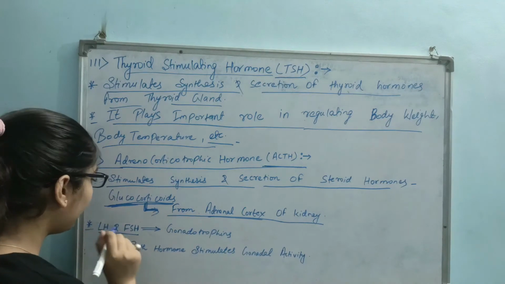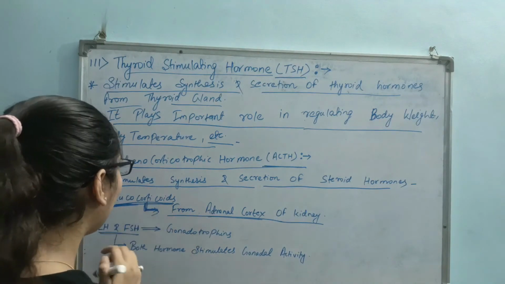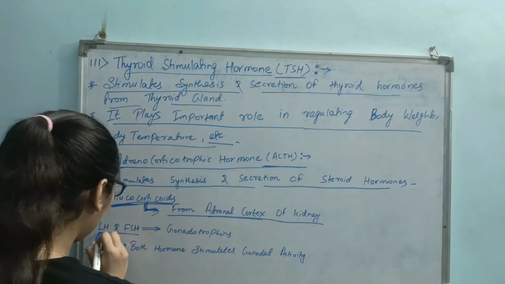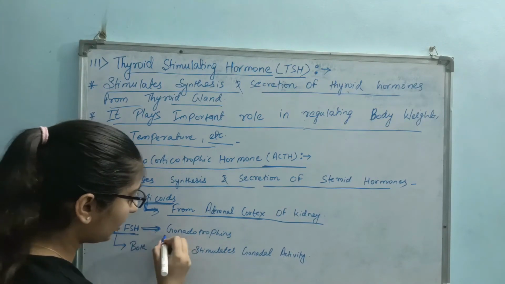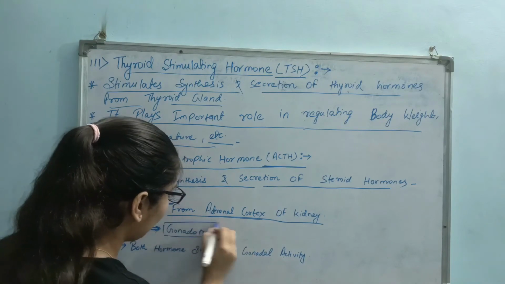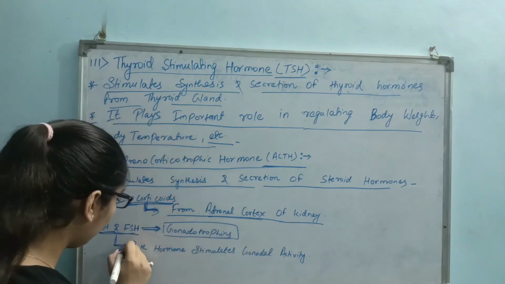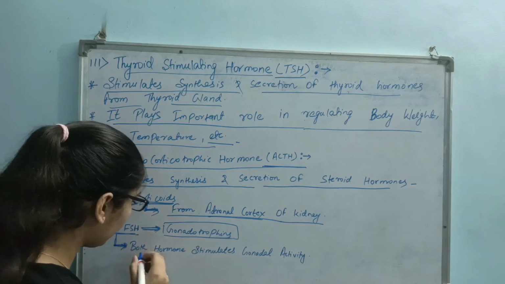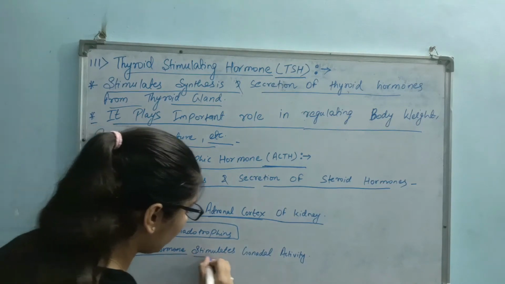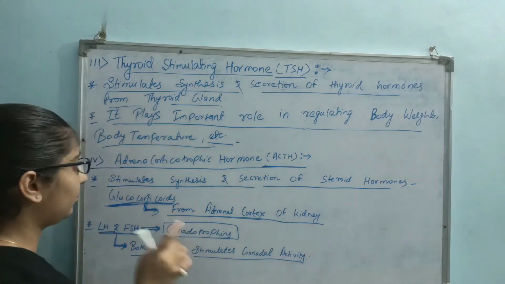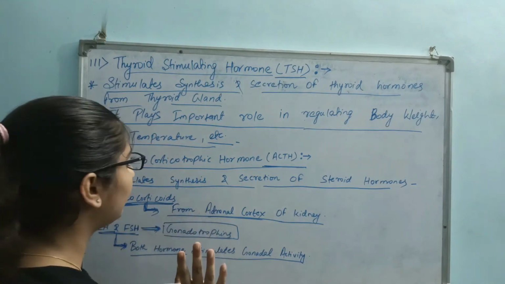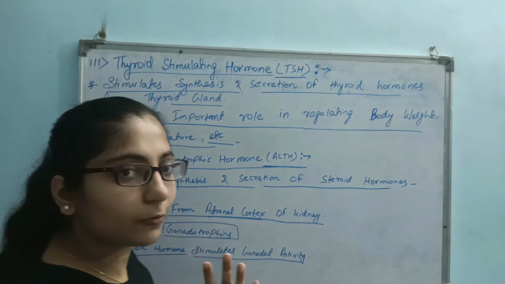And another feature is that both LH and FSH are gonadotrophins. So these both hormones stimulate the gonadal activity in our body. Now these are the features of adrenocorticotropic hormone.